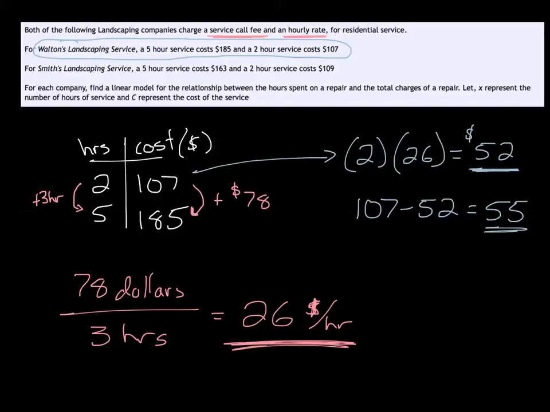Alright, now that we have both our pieces of information, and again, this is $26 per hour, and the service call fee is $55. Our linear model, as they describe to us, they want x to represent the number of hours of service, and C is the cost of service. The linear model, then, would be the cost of service is $26 times x, which is the number of hours they've worked, plus this $55 service call fee.